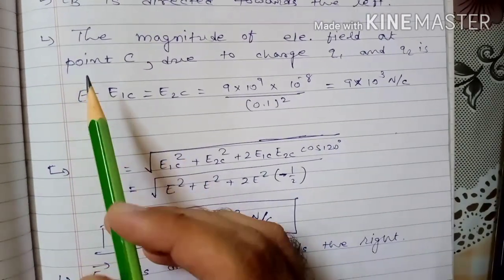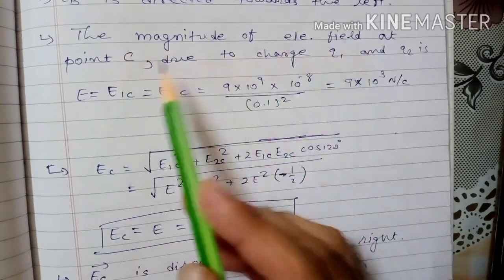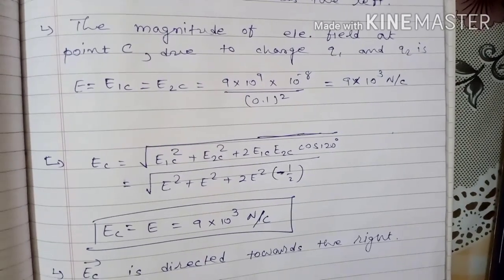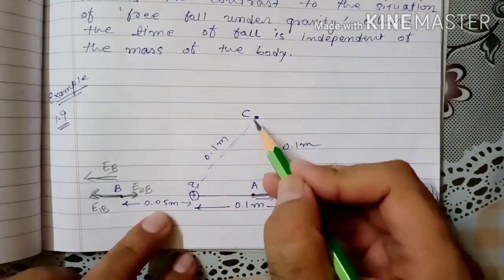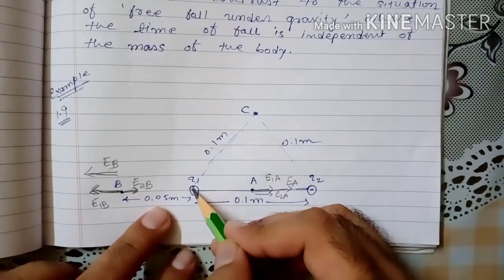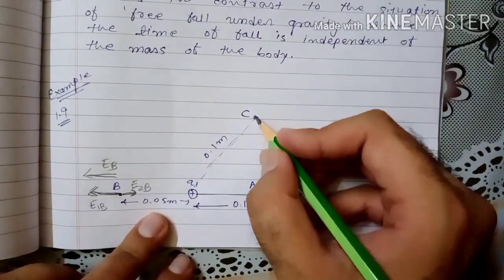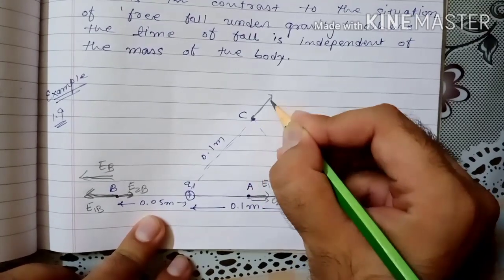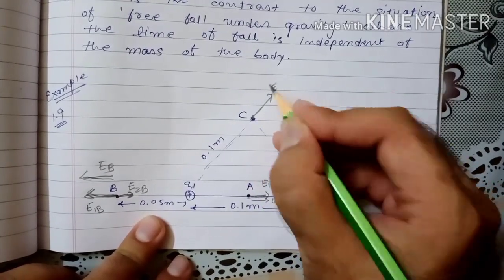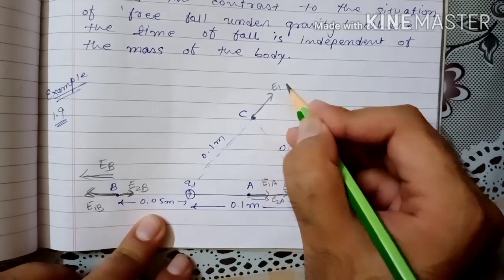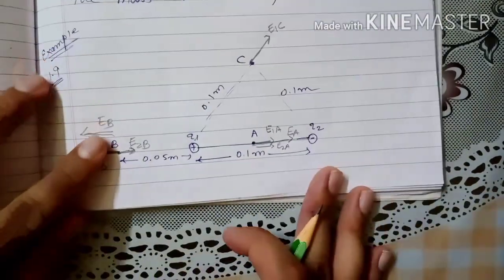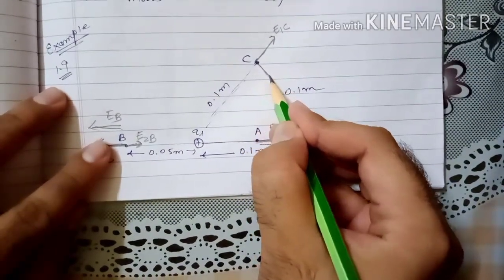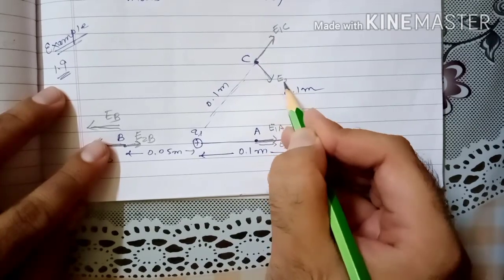Okay, now we have to find the magnitude of the electric field at point C due to charges Q1 and Q2. Electric field at point C due to the positive charge is radially outward, so in this direction the electric field due to the positive charge is E1C. The electric field due to the negative charge, E2C, is radially inward toward the negative charge.